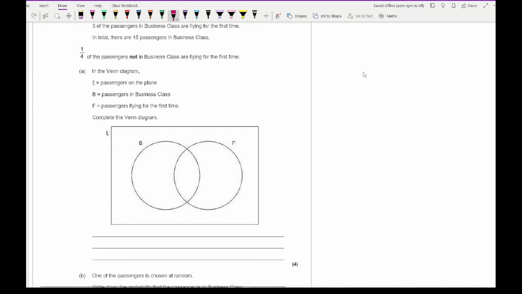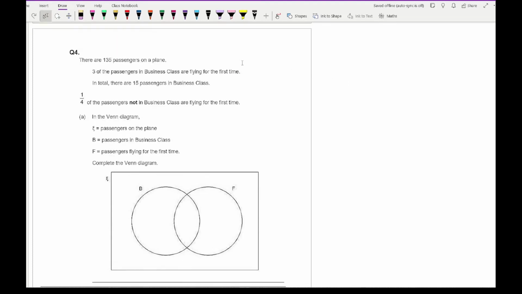So first things first, we know that there are 3 passengers in business class flying for the first time, so that's both. So this is going to be 3. Then for step 2, we know that there are a total of 15 passengers in business class. So this B circle needs to add up to 15. So 3 are there, 12 are going to be there.